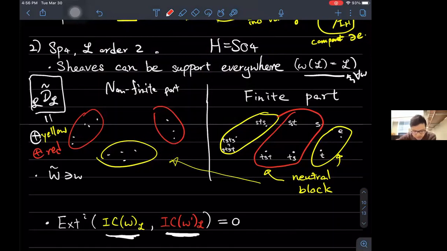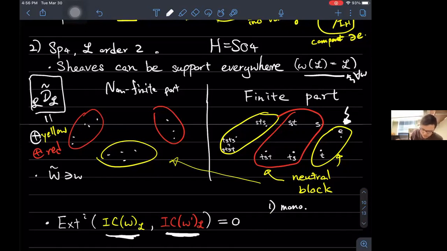And yeah, this phenomenon is quite surprising to me. And my claim is the neutral block here is the one containing E, the identity double coset. So in other words, the yellow block is the neutral block. So yeah, my main statement is, okay, first, the neutral block is still a monoidal category.